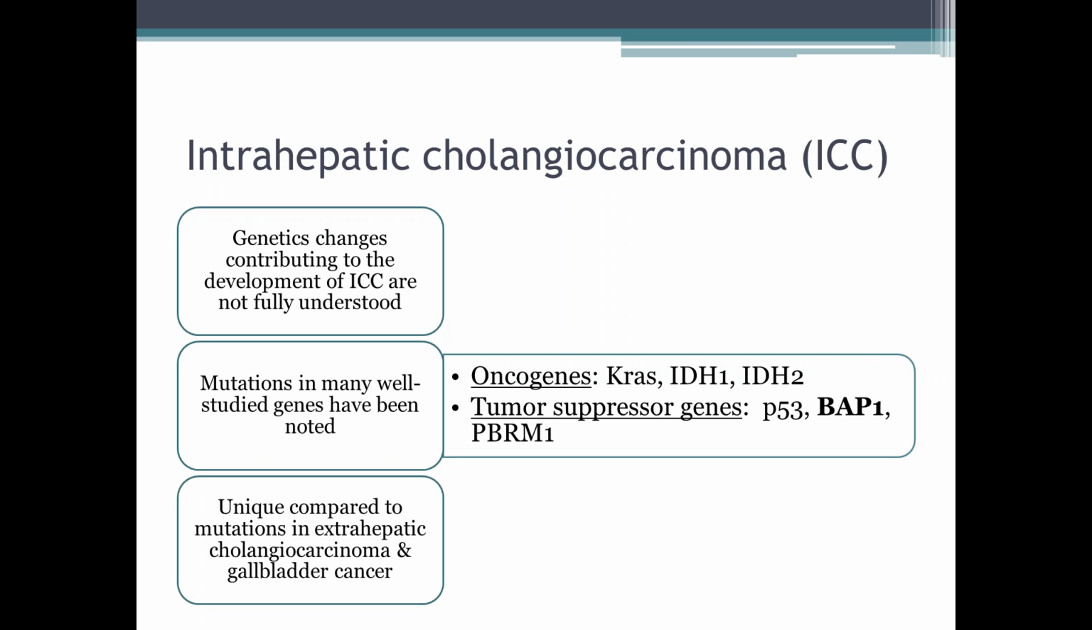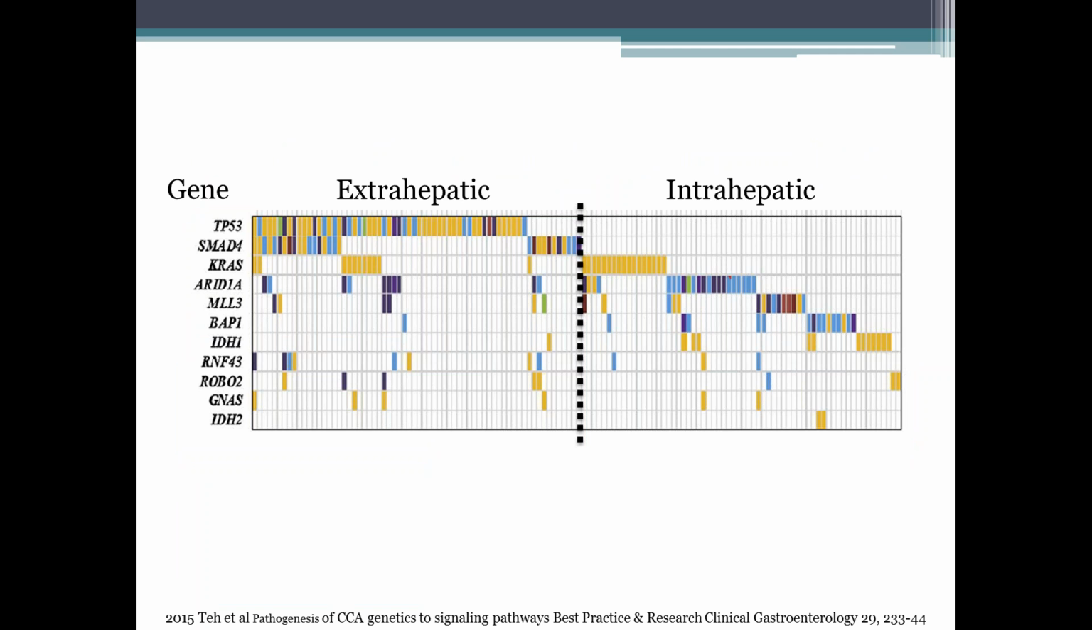And the mutations that we've found in intrahepatic cholangiocarcinoma are unique as compared to those found in extrahepatic cholangiocarcinoma and gallbladder cancer. This figure shows that generally. So on the left-hand side of your screen, you can see several different genes that are involved in cancer development. And then the figure shows different kinds of mutations found in extrahepatic and intrahepatic cholangiocarcinoma. The colors correspond to the particular type of mutation, but you can see the colored areas are different for the 2 different types of cancer.